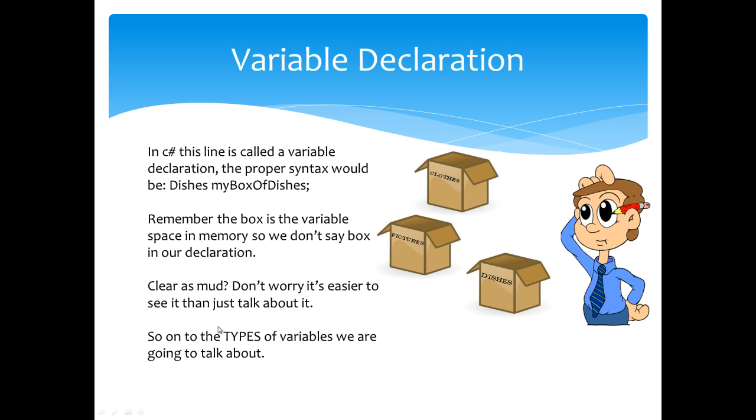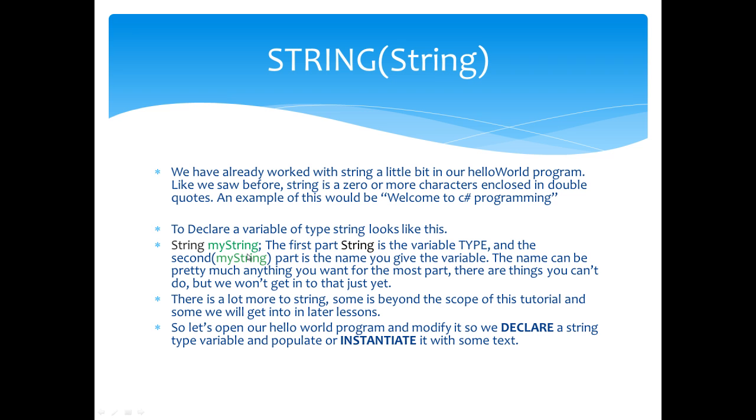So let's move on to the types of variables that we're going to talk about. The first one we're going to talk about is string. We've already worked with string a little bit in our Hello World program. Like we saw before, a string variable can hold a string of characters from zero or more characters enclosed in double quotes. An example of that would be the welcome to C# programming statement there. It's enclosed in double quotes there. That is considered a string. It doesn't have to be that long. It can be as long as you want it. Like I said, it could be 0 characters long. It could just be an empty string.